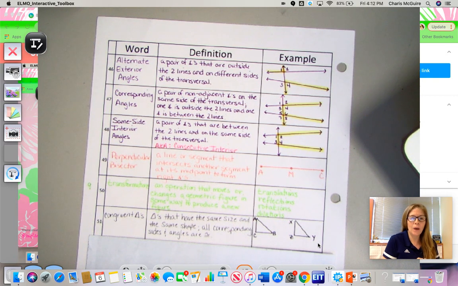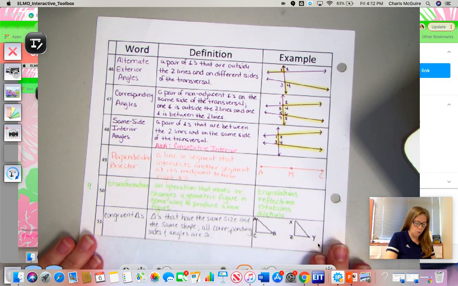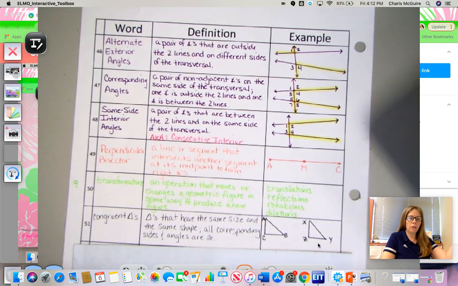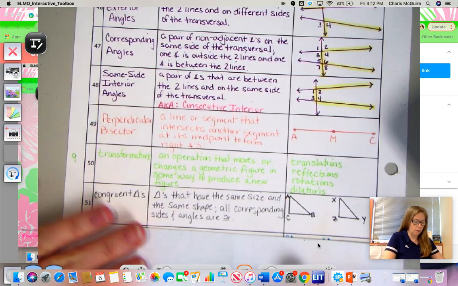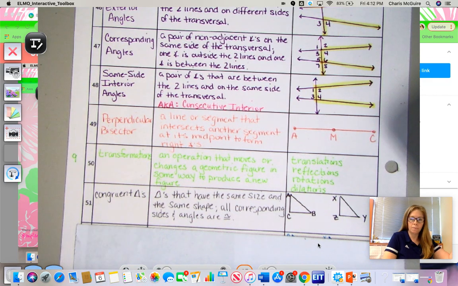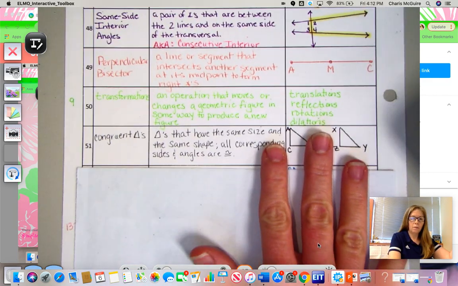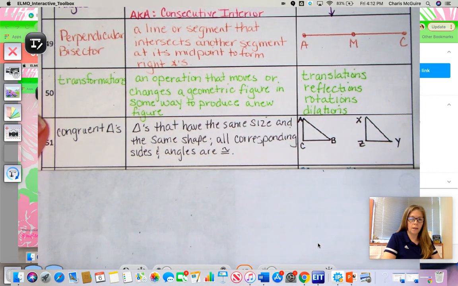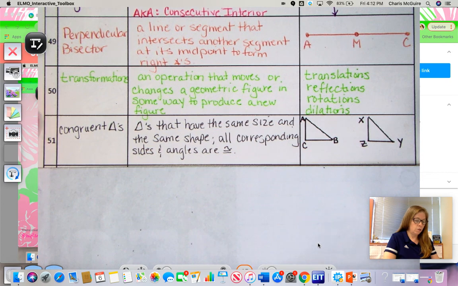All right. So on your definitions page, this is number 51. We only have one definition today. Let me move this up to the middle. All right. So we are looking at congruent triangles, and they are triangles that have the same size and the same shape. All corresponding sides and angles are congruent. So go ahead and write that down and draw a picture.